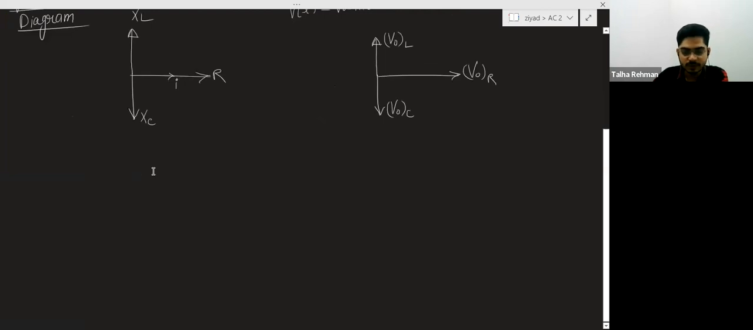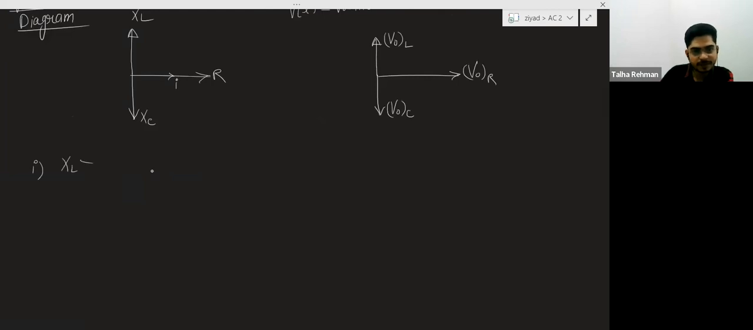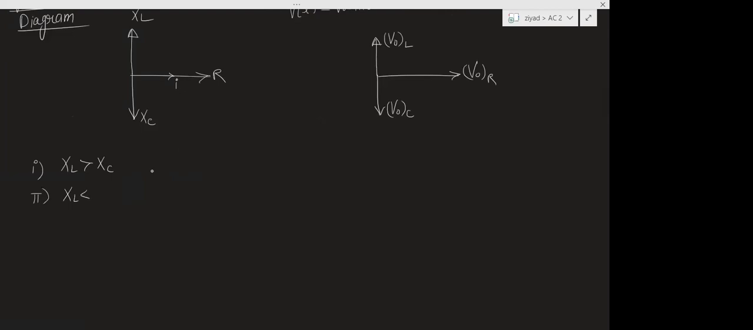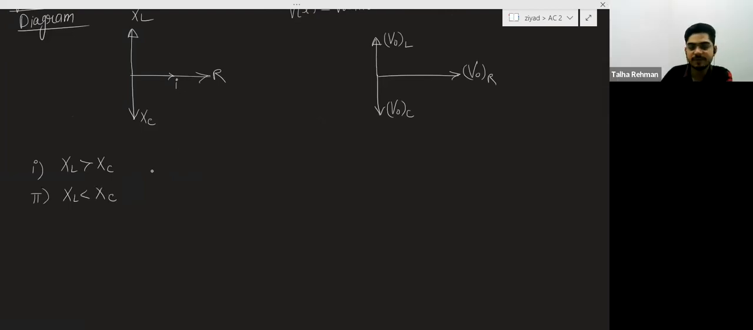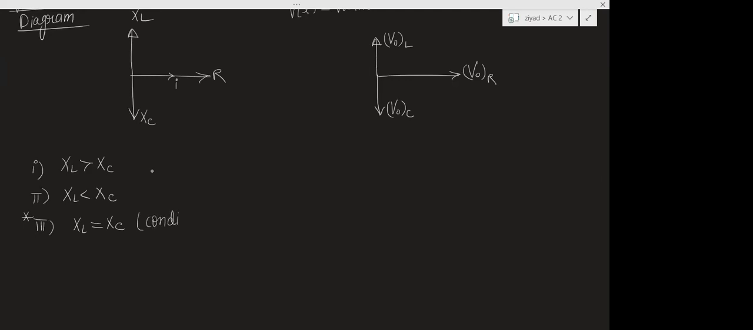We have discussed three cases. Number one, XL can be greater than XC; then what type of phasor diagram will there be? Secondly, when XL is less than XC, what will be the phasor diagram and what will be the condition? Third case, which I told you in the last class, is when XL is equal to XC. I told you we will discuss this case later, and this is the condition of resonance.